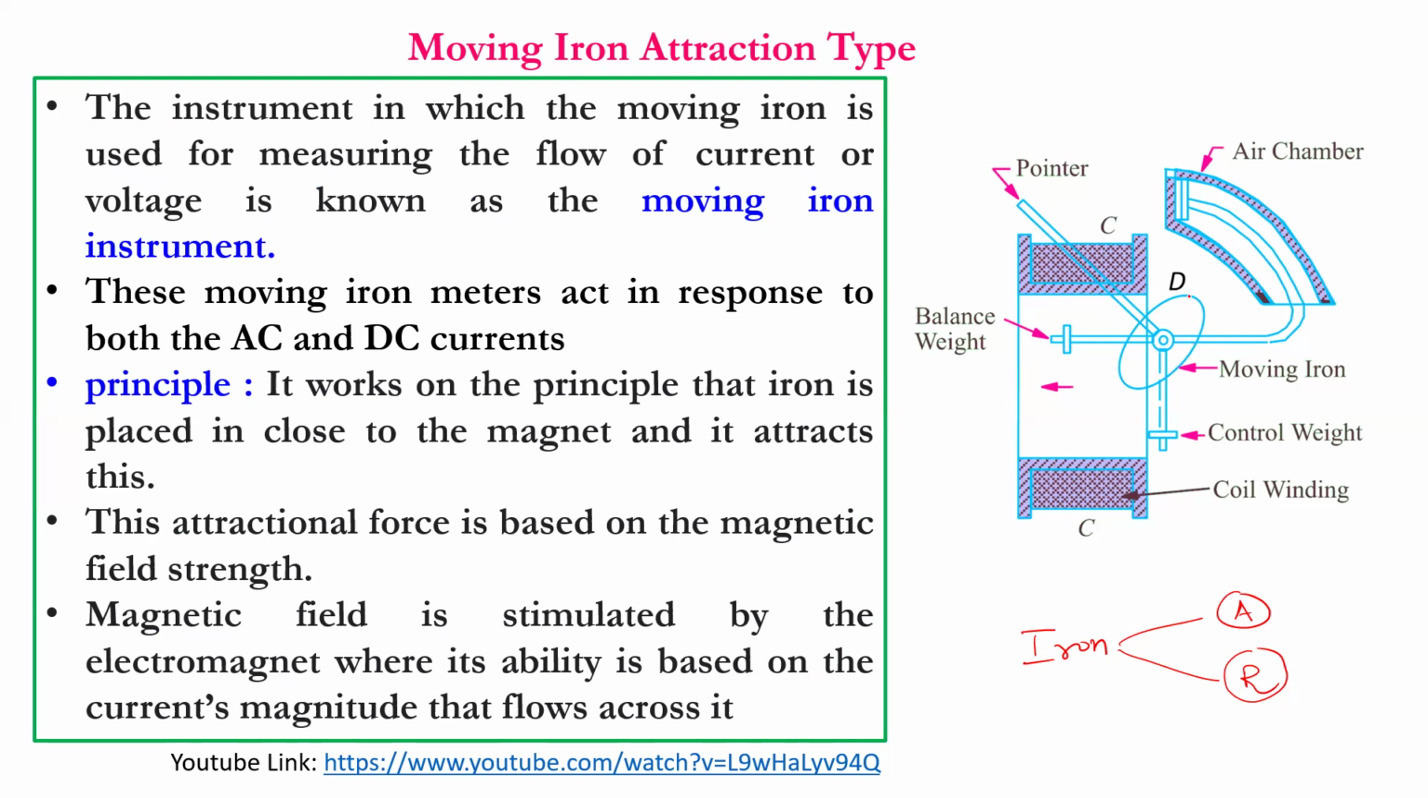We can have some iron material. This circular piece is the moving iron material connected to the pointer. We can have some control weight, and we can have some chamber, the air friction chamber. Three times we have to cover it now.